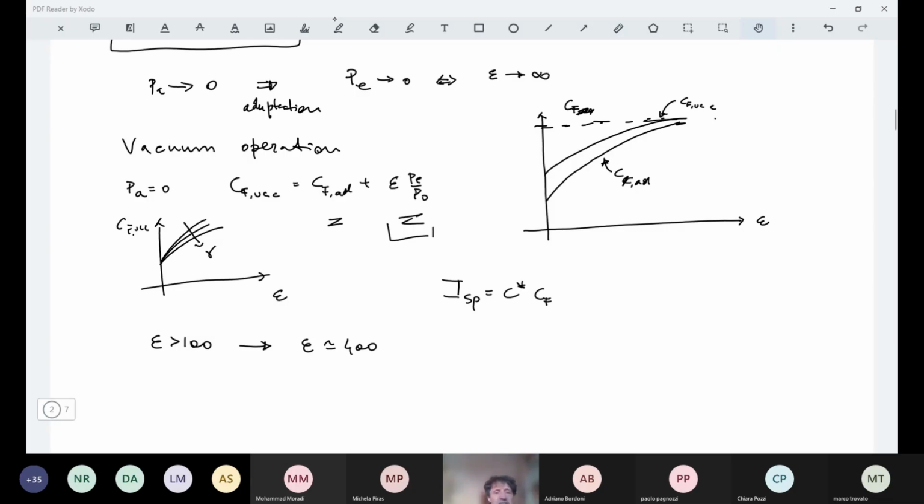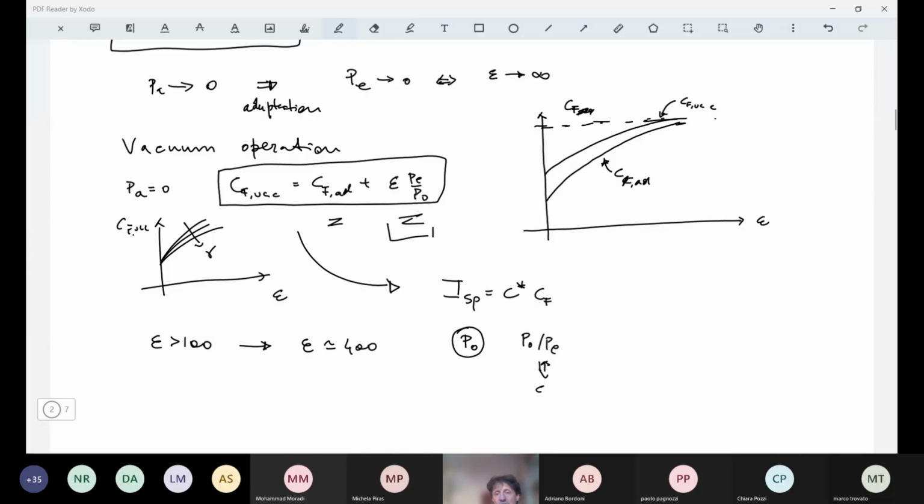Finally, a further comment on this. We see that in this expression, and as a consequence on the specific impulse, we have no explicit dependence on this total pressure. The important quantity in vacuum, there's no role of P0 in this expression, but only of the P0/Pe, which is related to epsilon. So we see that in this case our specific impulse is related to our characteristic velocity and to the expansion ratio. No effect of the P0, which appears in the thrust coefficient, actually, if you are considering stages or engines operating in the atmosphere.